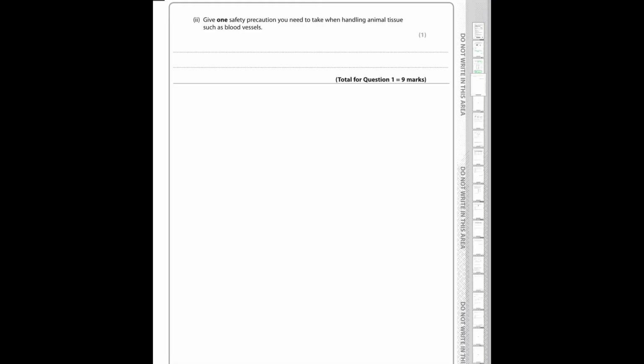For the last part of question 1, we are asked to give one safety precaution you need to take when handling animal tissue such as blood vessels. So the obvious one is that you need to wash your hands, but you could also say you must wear gloves, or you need to sterilise the equipment after you've used it, or you need to disinfect the area after you've used it.